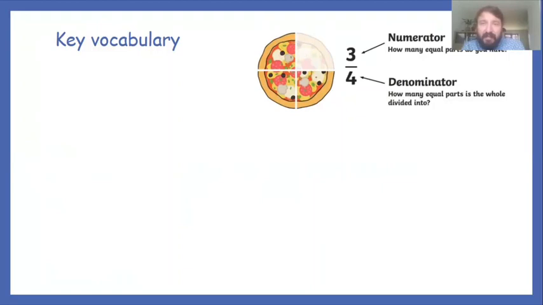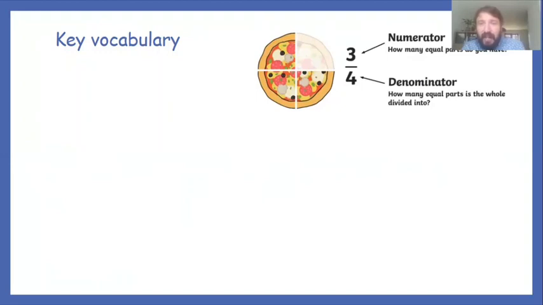So here you can see that we have one whole. The pizza is one whole, and it has been divided into 4 pieces. So the denominator is the 4 pieces that it's been divided into. How many parts is the whole divided into? Well, in this example, it's been divided into 4 parts.